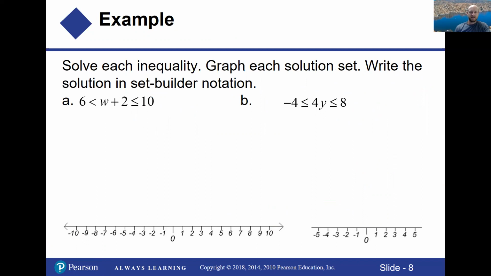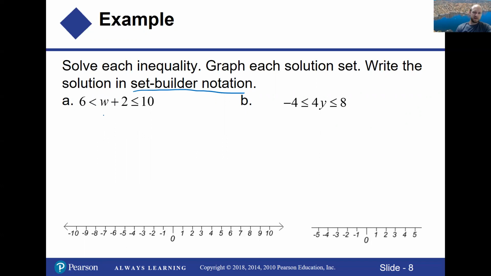Solve each inequality, graph each solution set, and write the solution in set builder notation. So we are going to do the same thing that we did before. This time we're just going to learn set builder notation. Now we have something that looks a little bit different here. Okay, this is a compound inequality. So it's kind of been put together. So generally what happens in this case is your solution is going to be kind of between these two things. You'll see kind of what I mean here.